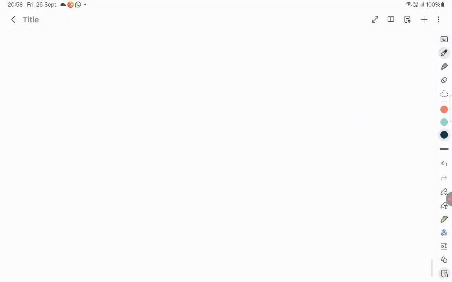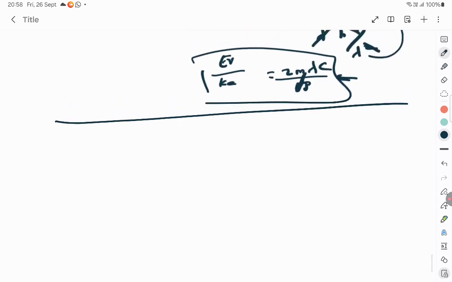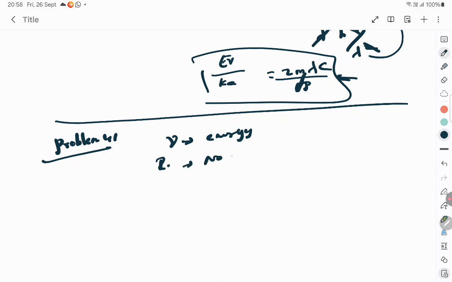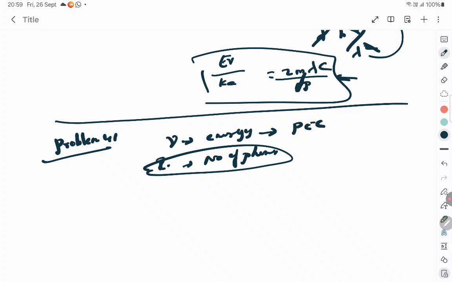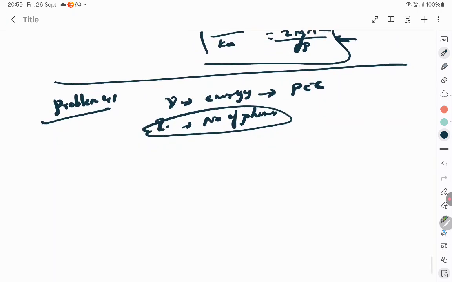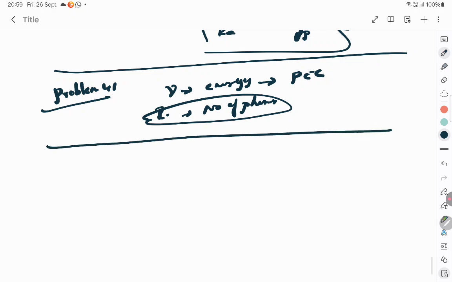Let's go to problem number 41. Why is the frequency and not the intensity what determines whether the photoelectric effect will occur? Because frequency is related to energy. Intensity just means the number of photons, and the number of photons has got nothing to do with the energy. So it's the frequency which is the determining factor in the photoelectric current. That's all. And so let's go to problem number 40.